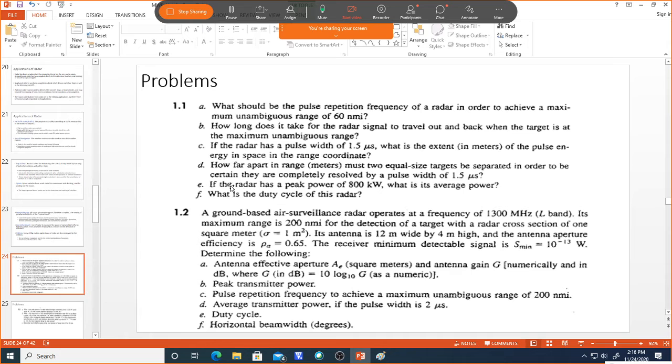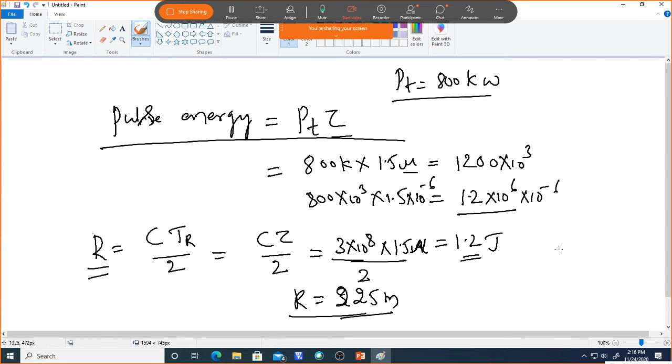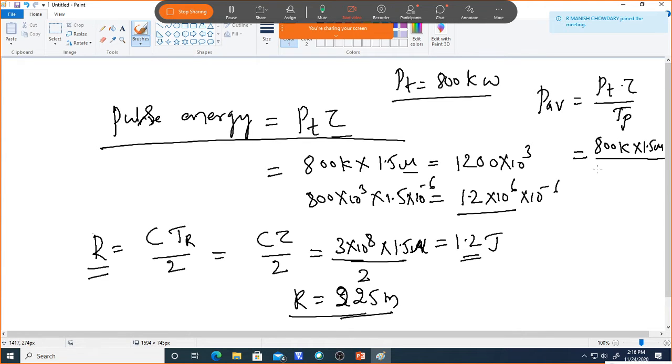Then if the radar has peak power 800 kilowatt, what is the average power? This is a direct question. You have the equation for average power: P average equals the transmitted power into pulse width, divided by the pulse repetition period. You can directly put in the values and calculate. So 800 kilo into 1.5 micro, divided by the TP value that we found out, that is 0.74 millisecond.